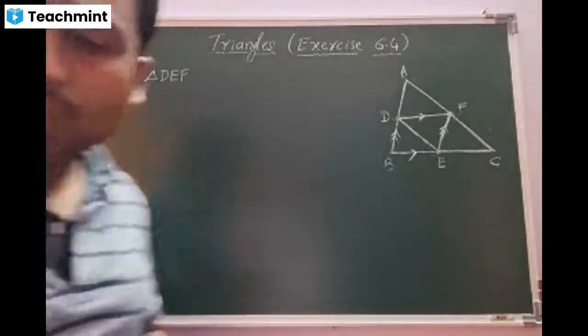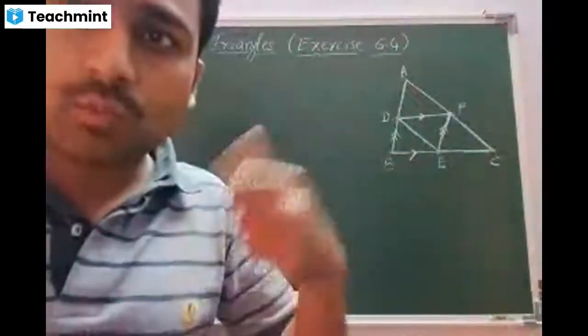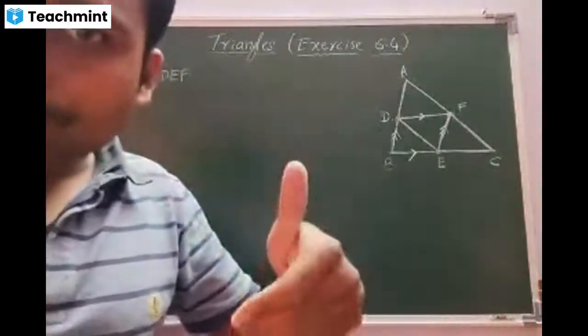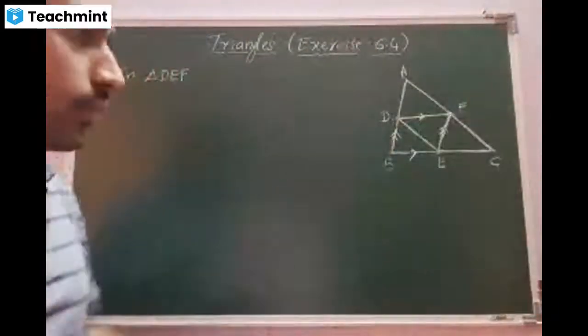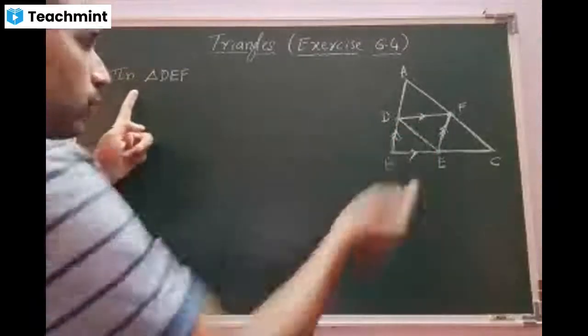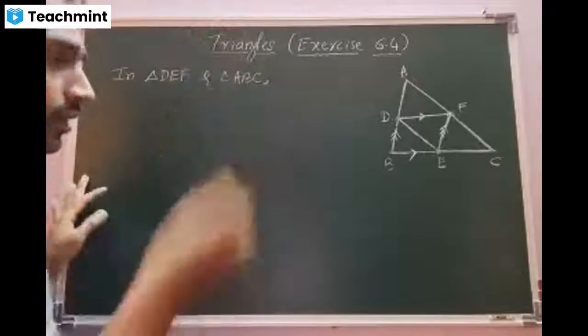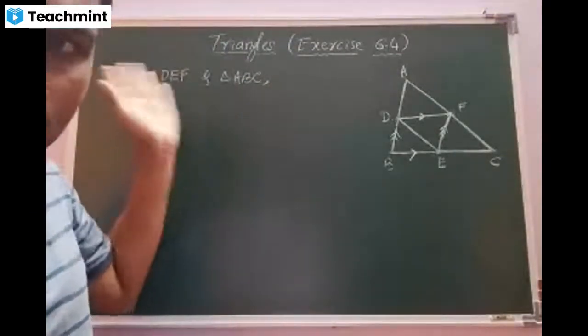Because look at the ratio there. They are talking about DEF with ABC or ABC with DEF. What is the order? DEF with ABC, sir. Yeah, so I'm taking the smaller one first and then the big one. In the exam, beta, in the question paper, if they ask this is to this, you will change the order.